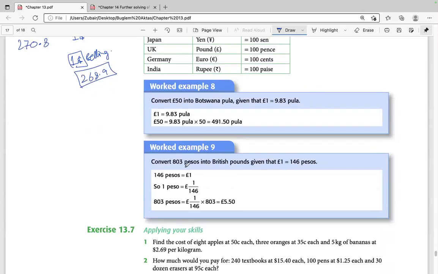Second example, convert 803 pesos into British pounds. And the rate is given that at that instant, 1 pound is 146 pesos. So we just do that. I feel comfortable writing it this way. Pound ratio pesos. This is 1 ratio 146. So when it is 803, that would be x. So cross multiply and we'll get our answer.